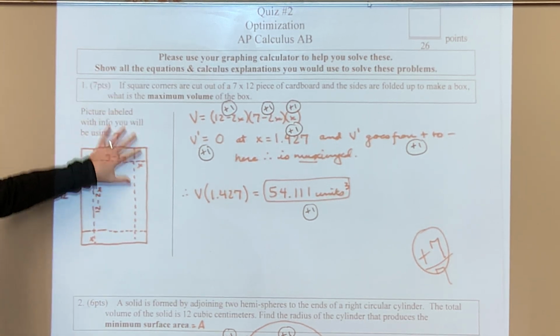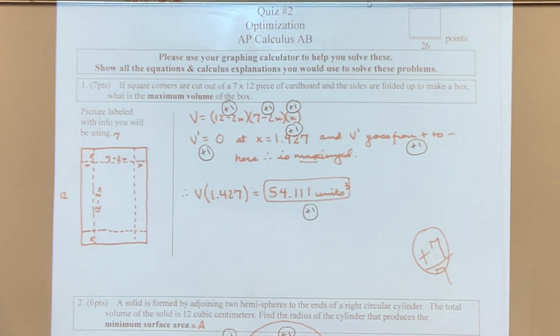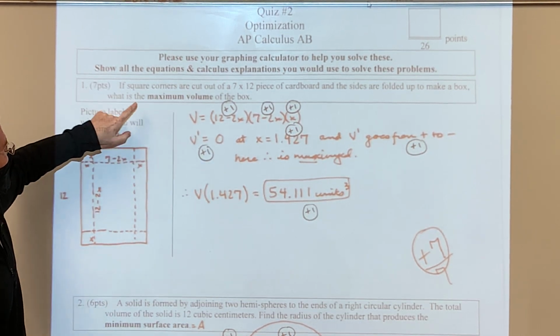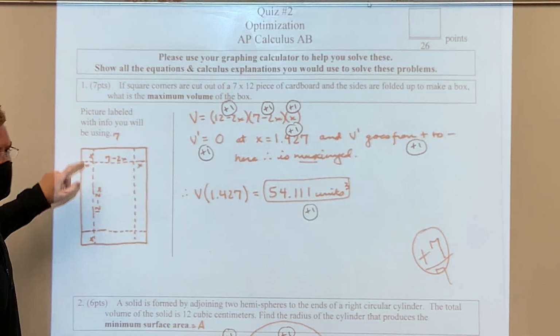Nobody's going to give you a point for a picture. I used to do that, but I don't anymore because AP doesn't do that if you were to see a problem like this. But it says we're maximizing volume, so there's my volume equation. It says we're cutting corners out of this box. We've done a number of these already.